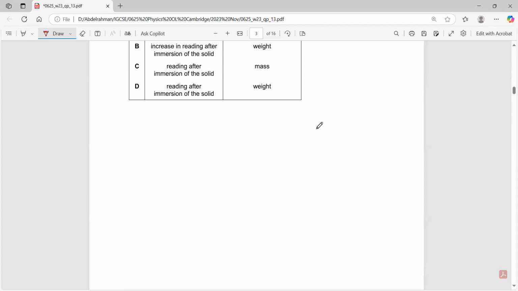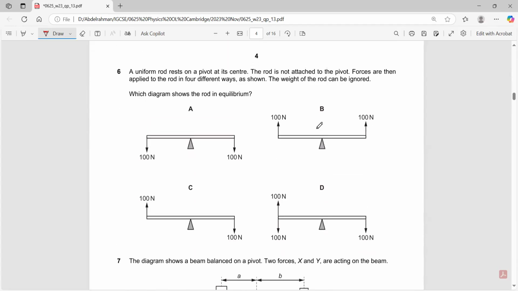Yes. Question 6. Which diagram shows the rod in equilibrium? Which rod is in equilibrium? Yes, it is A. Why is it not B? Because B would be moving upwards. There is no downward force. Where is the upward force in A? It's acting at this point from the pivot. This is the upward force. So upward force is equal to the downward force. Clockwise moment is equal to the anti-clockwise moment.